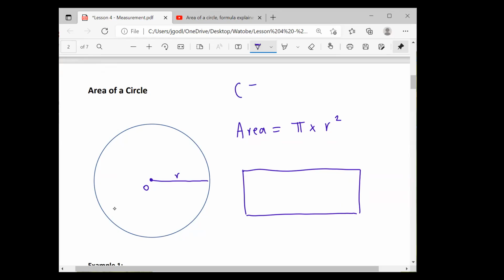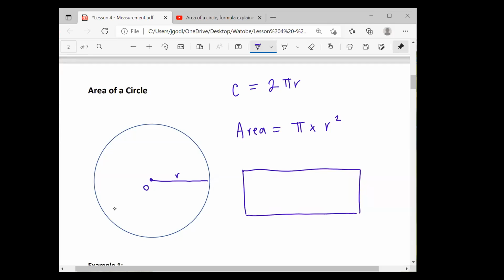Who remembers the formula for circumference? Circumference equals what? Come on. Oh, Veronica, were you going to say it? There we go. 2 pi radius. Beautiful. 2 pi r. That's our circumference.